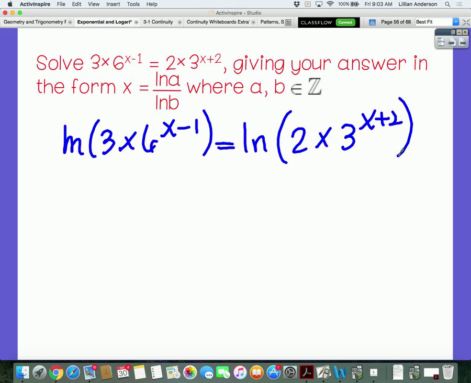And then if you're able to recognize that when you have multiplication in a log, what does that mean? Adding. So we can expand this to be the ln of 3 plus the ln of 6 to the x minus 1, and the same thing on this side.